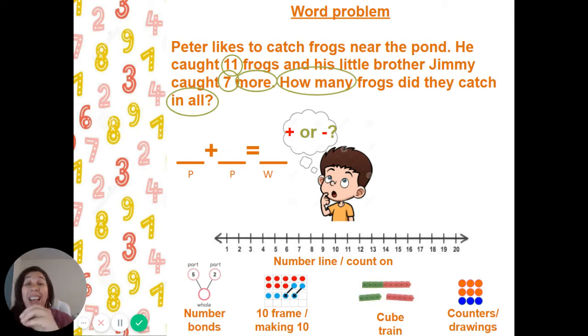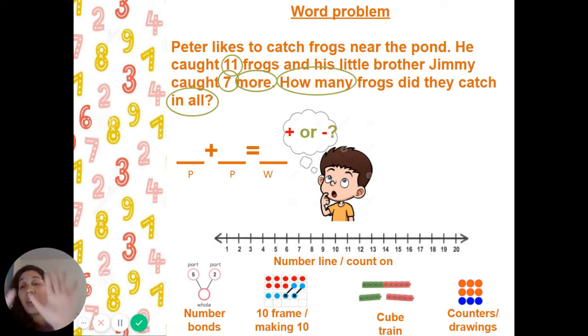Also, if you don't have a lot of things to count, you can use drawings. You can get your journal or any piece of paper and just draw. You can draw little circles, you can draw objects, you can draw anything, little sticks. You can even make tally marks. Okay, so you can make the tally marks and then count how many you have. Okay, that's another strategy.